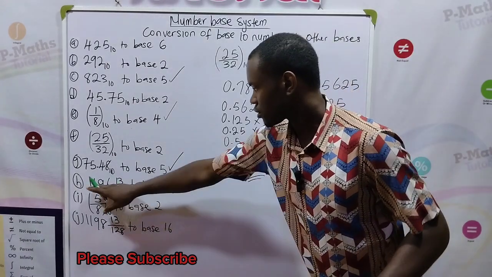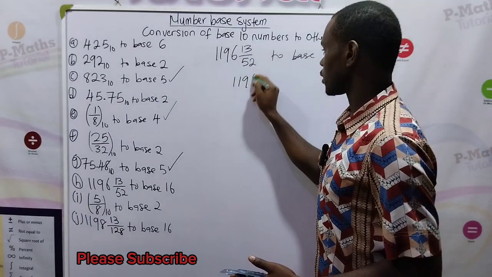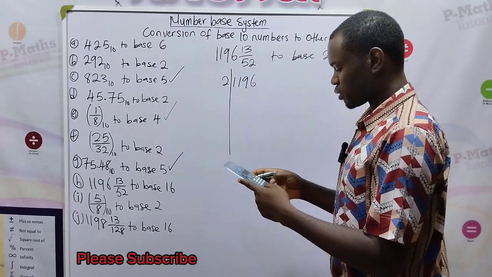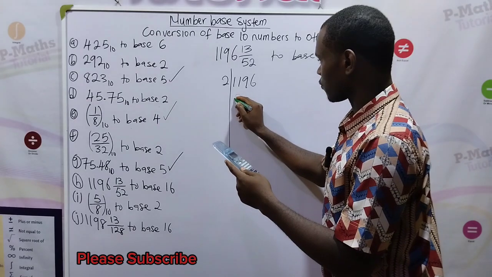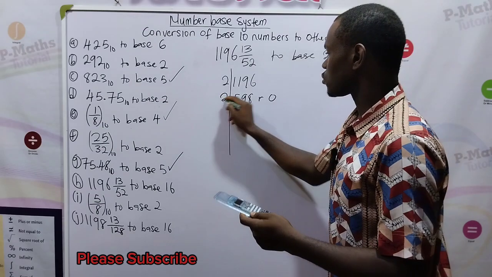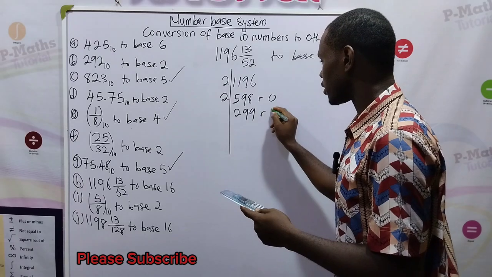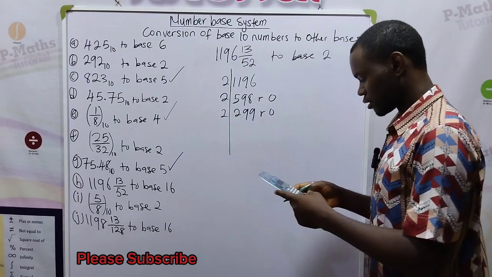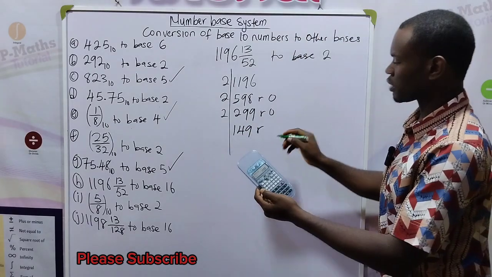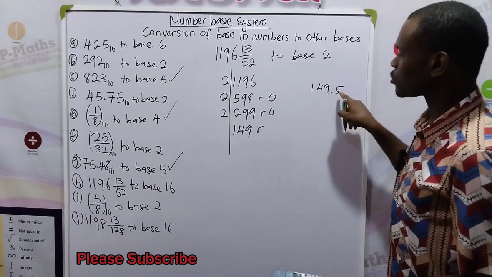Let me go straight to H, right? So what we do is to take the whole number part first, 1196, and then divide it by your divisor, which is 2. 1196 divided by 2, that is giving me 598. So no remainder, put a 0. Then 2 divide 598, it is giving me 299. No remainder, so put a 0. Now divide again. I have 149 remainder. I have 149.5. Now let me use 0.5 and get my remainder. My remainder is not 5.